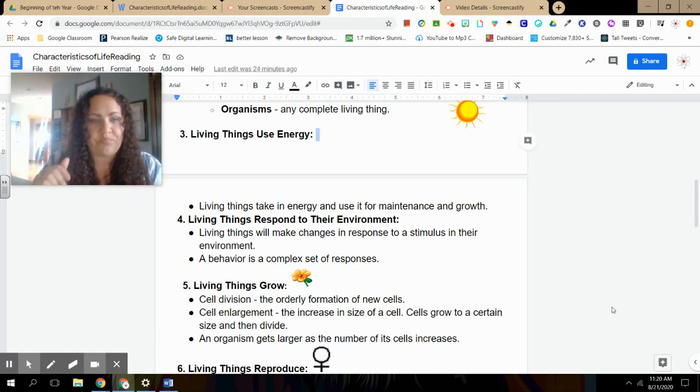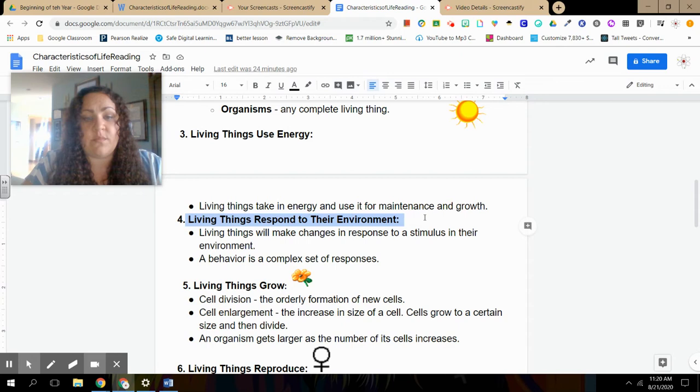Number 4. Living things respond to their environment. All living things respond to their environment. Now, let's look at what it says down below. Living things will make changes in response to a stimulus in their environment. That sounds confusing. A stimulus is anything that causes a reaction.